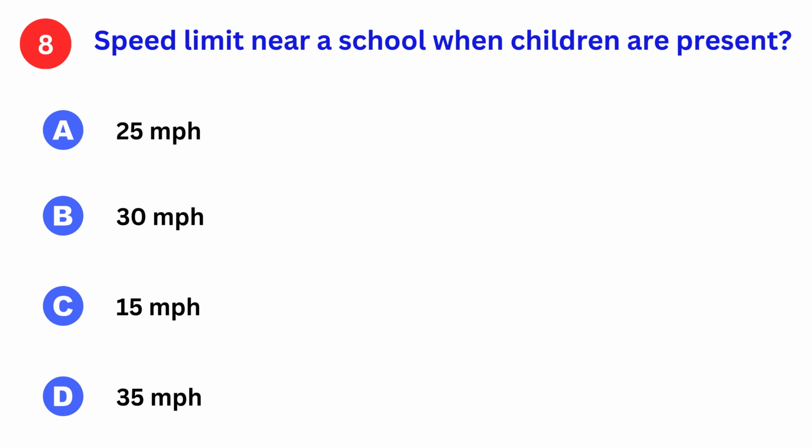Speed limit near a school when children are present? Option A. 25 miles per hour. Option B. 30 miles per hour. Option C. 15 miles per hour. Option D. 35 miles per hour.